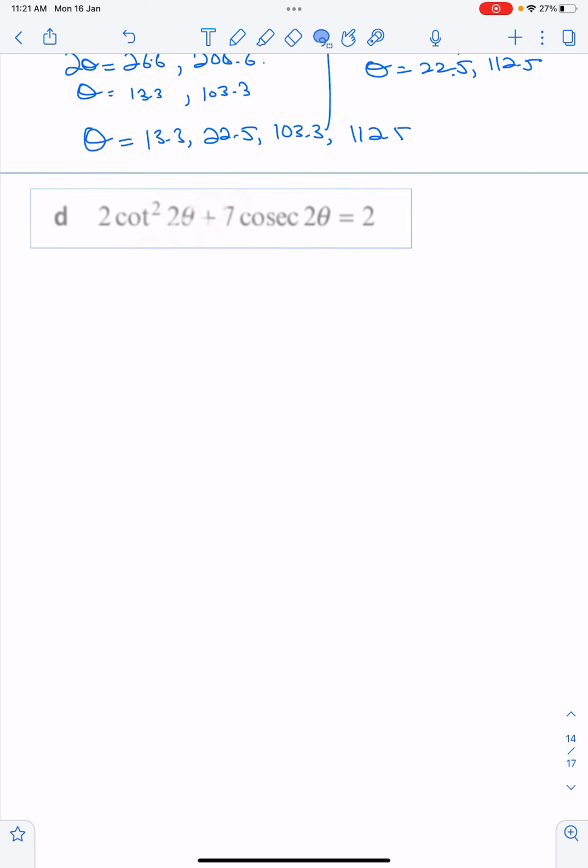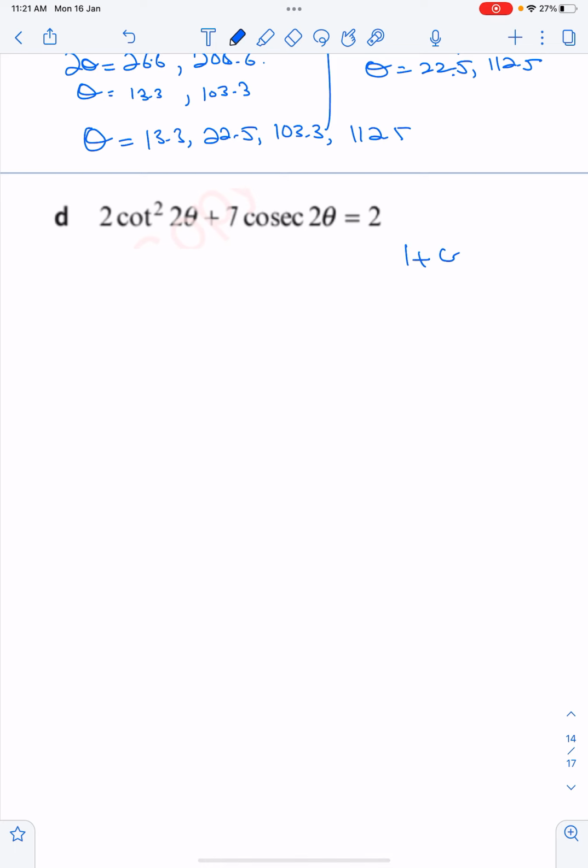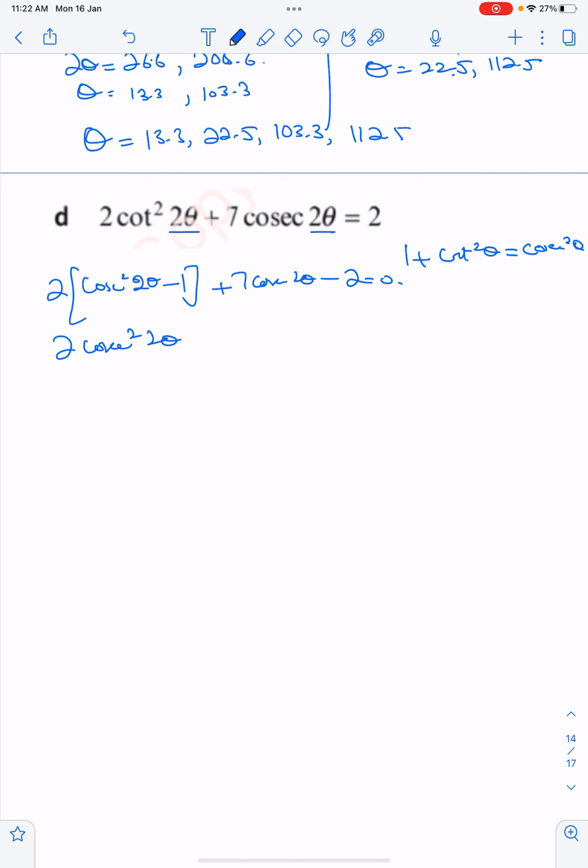Okay, we know that the third identity uses cot square and cosec. So we know that the third identity was 1 plus cot square theta equals to cosec square theta. So in place of cot square, I'll write cosec square theta minus 1. Since the angle uses 2 theta, I'll have to replace theta by 2 theta. So it's going to be 2 times cosec square 2 theta minus 1, plus 7 cosec 2 theta minus 2 equals to 0. 2 cosec square 2 theta minus 2 plus 7 cosec 2 theta minus 2 equals to 0.